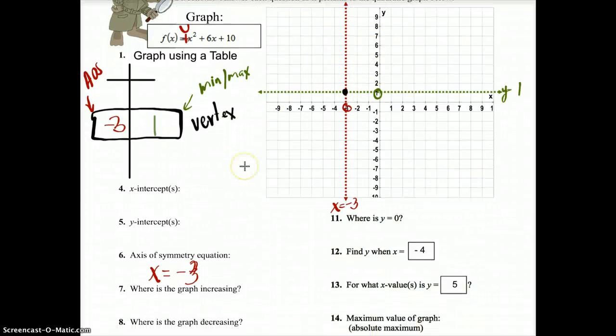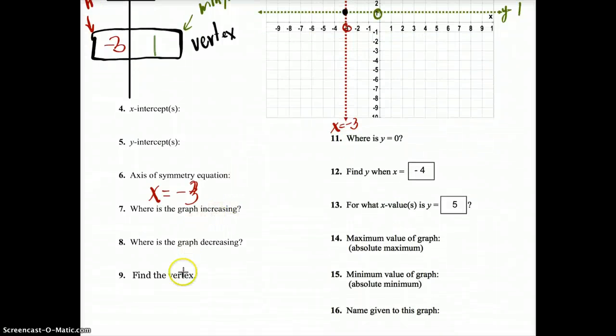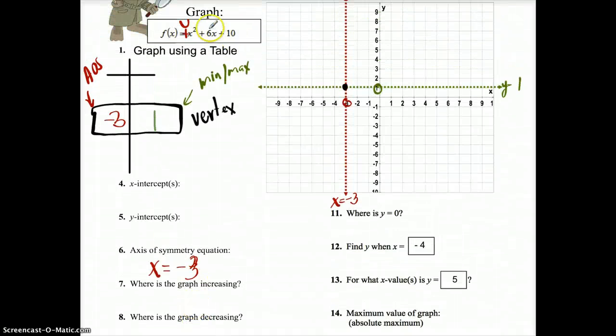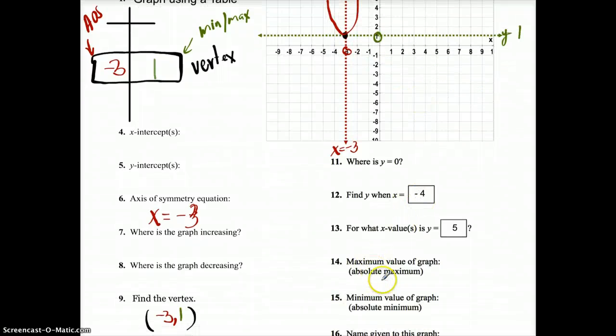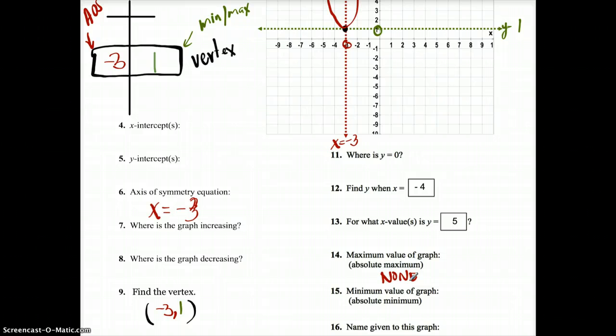Okay, so let's see if we found anything else in this graph. Vertex, I found the vertex, I'll label that. Negative 3, 1. That's our vertex. Do I have a minimum or a maximum value? Minimum or maximum? I know it's facing up. So I'll do just a real quick sketch, something like this. So I'm going to have a minimum value. So maximum, none, because it keeps going on up forever. And minimum value is going to be, here's our min or max, it's going to be 1. Y equals 1. Okay, so we'll keep going.